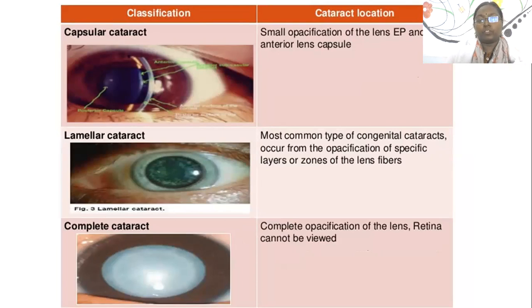Lamellar cataract is the most common type of congenital cataract, which occurs from the opacification of specific lens fibers or zones of lens fibers. Complete cataract: complete opacification of the lens. Here, the lens is just pearly white, and the retina cannot be seen.